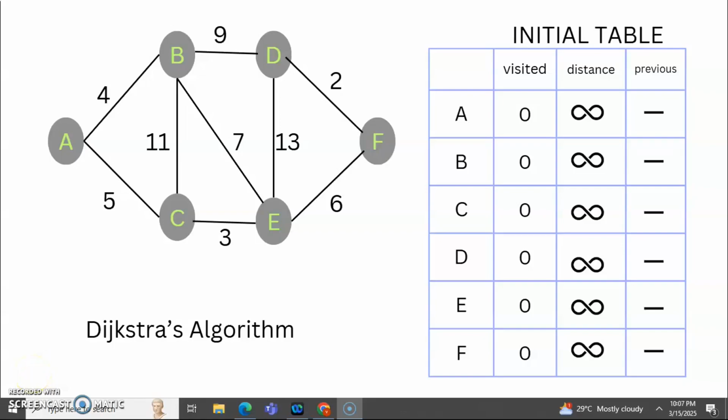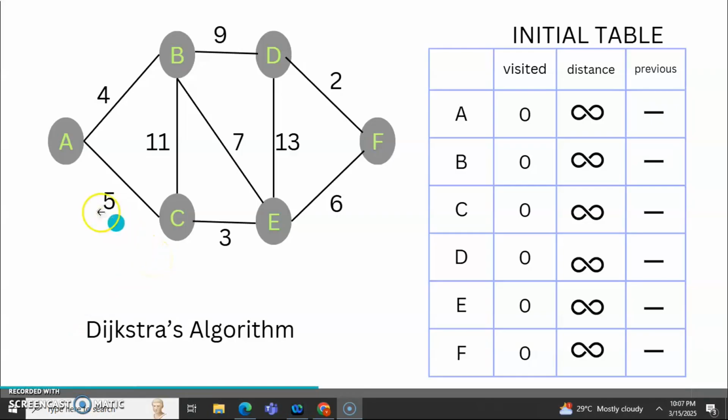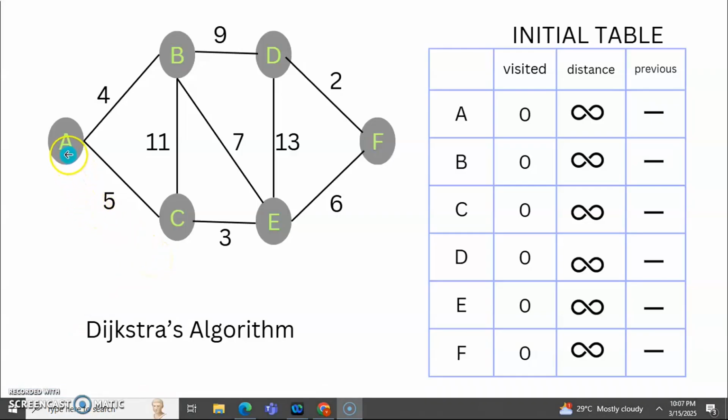Hi guys, let us discuss Dijkstra's algorithm to find the shortest path from a single source node to all other vertices in a graph. In this graph, we are considering the node A as the source node, and we want to find the shortest path from the source node A to all other vertices in this graph.